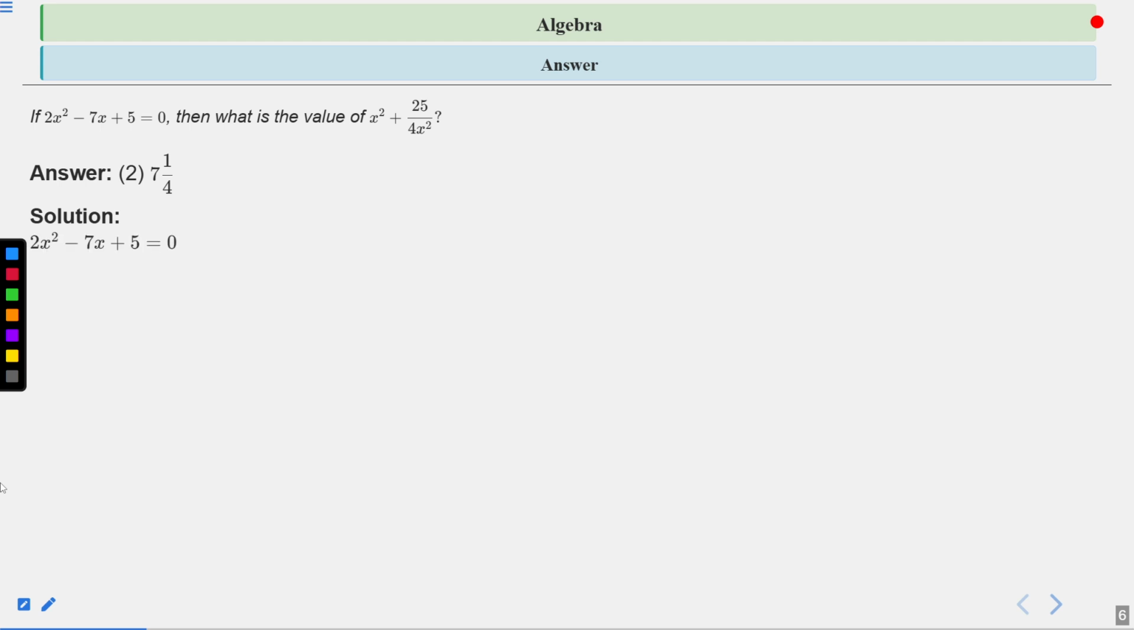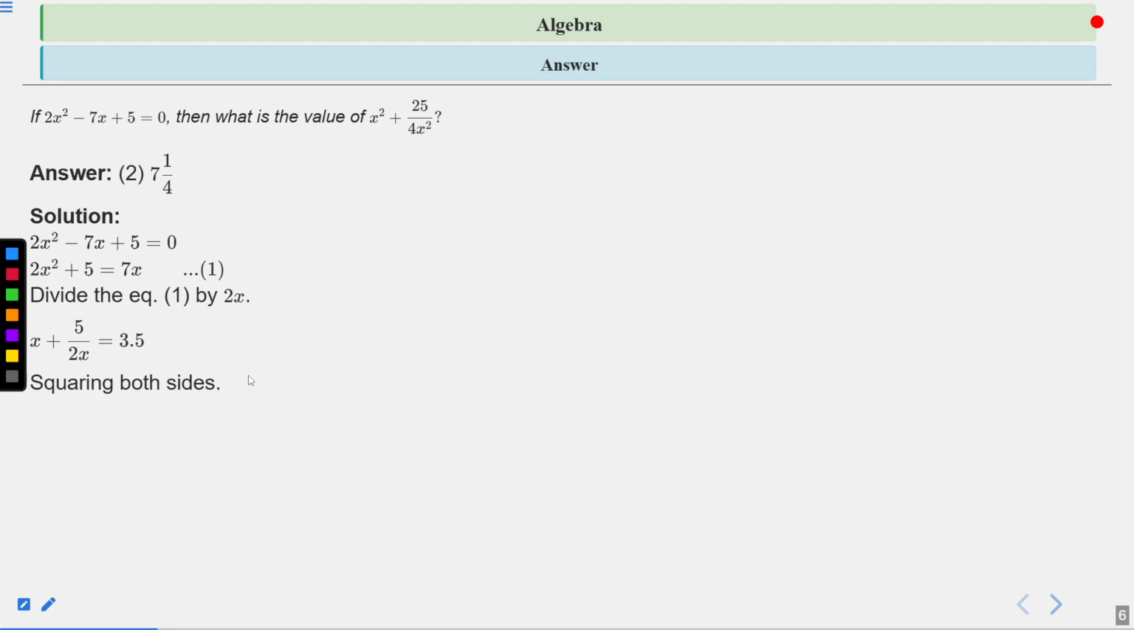So 2x square minus 7x plus 5 equals 0. So we can say that 2x square plus 5 equals 7x. This is our first equation. Divide equation 1 by 2x. What we get is x plus 5 upon 2x equals 3.5, because we need to make this equation in the form of x plus 5 upon 2x, since the required expression is written as x square plus (5 upon 2x) whole square. Now we have the equation in the form x plus 5 upon 2x, which equals 3.5.